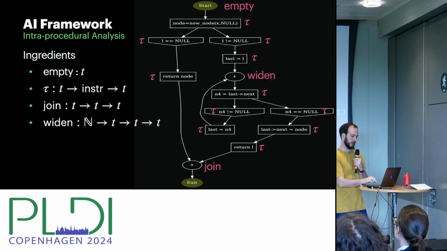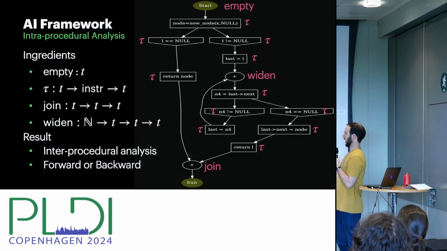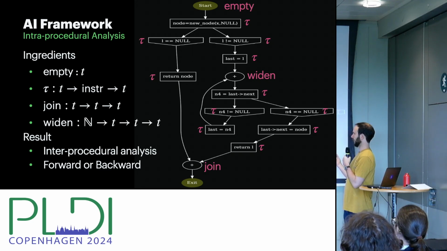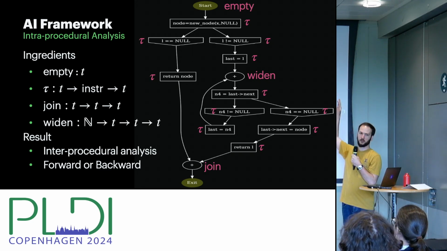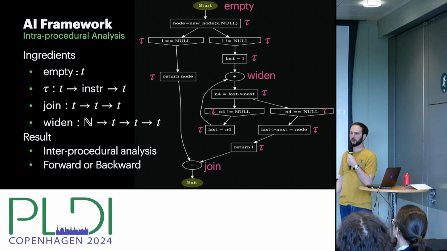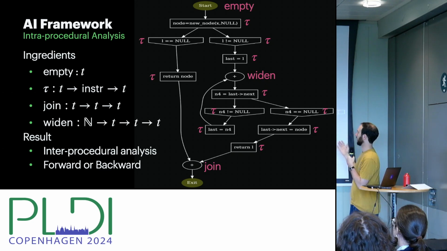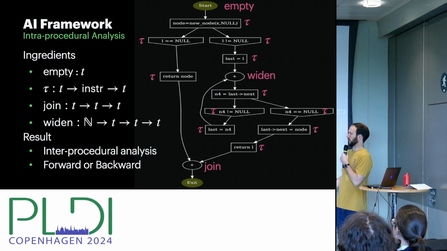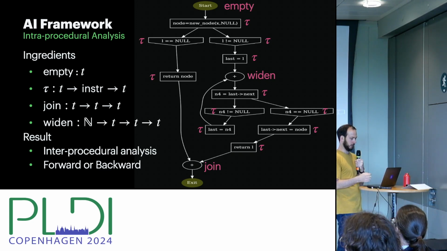And finally at loop heads, we'll call your widening function with the number of loop iterations done so far. So if you give all that, then in exchange you get an inter-procedural analysis. And here I made it go forwards more or less, but you can customize this, can be forwards or backwards. You can analyze nodes in some more specific orders, especially around loops.